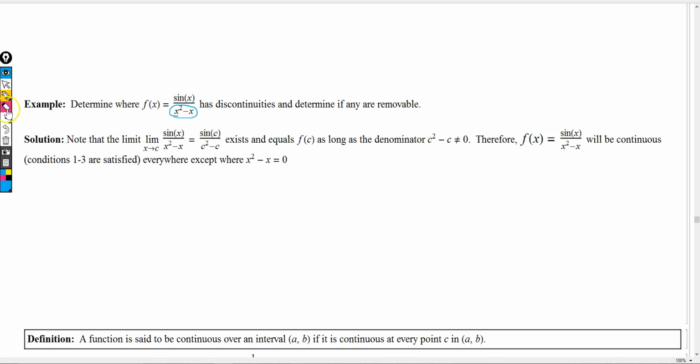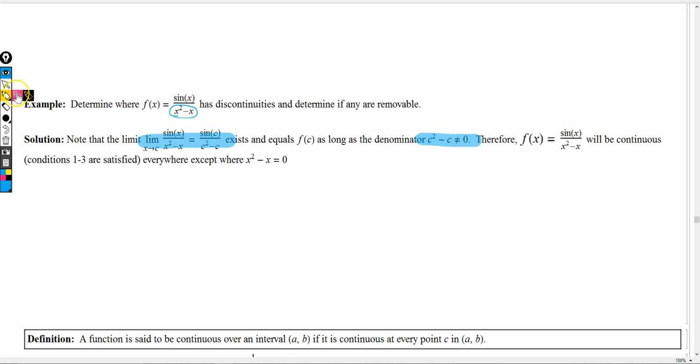Now I take note of one thing here. Note that for every c value, if I take a look at the limit as x approaches c of sine x over x squared minus x, that's going to equal sine of c divided by c squared minus c, and that's going to exist as long as the denominator does not equal 0. So therefore, the function sine x over x squared minus x will be continuous. Conditions 1 through 3 are satisfied everywhere except where the denominator is 0. Alright, so that sort of justifies why we only need to look where the denominator is 0.